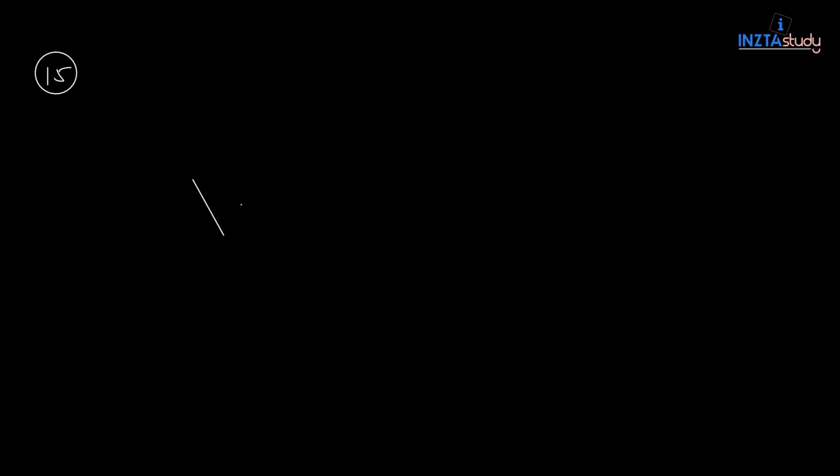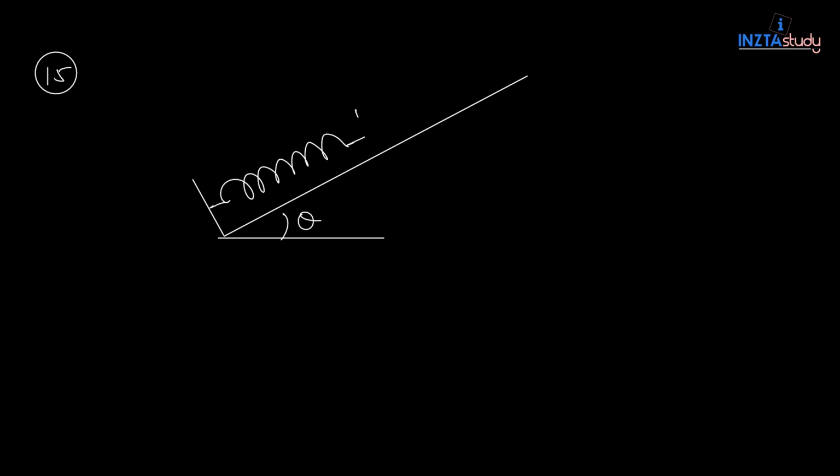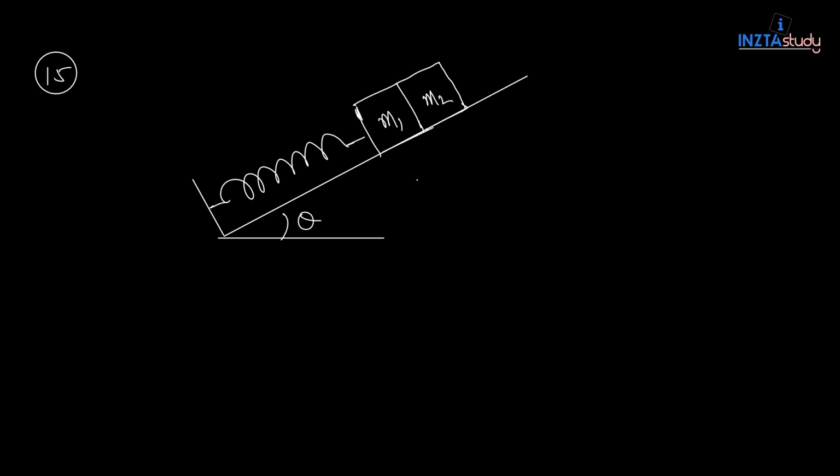In this question, there is a system with a spring and two masses attached to it. One is directly attached to the spring, that is M1. The other, M2, is simply resting on M1, and both are kept on an inclined plane like what is shown in the figure.